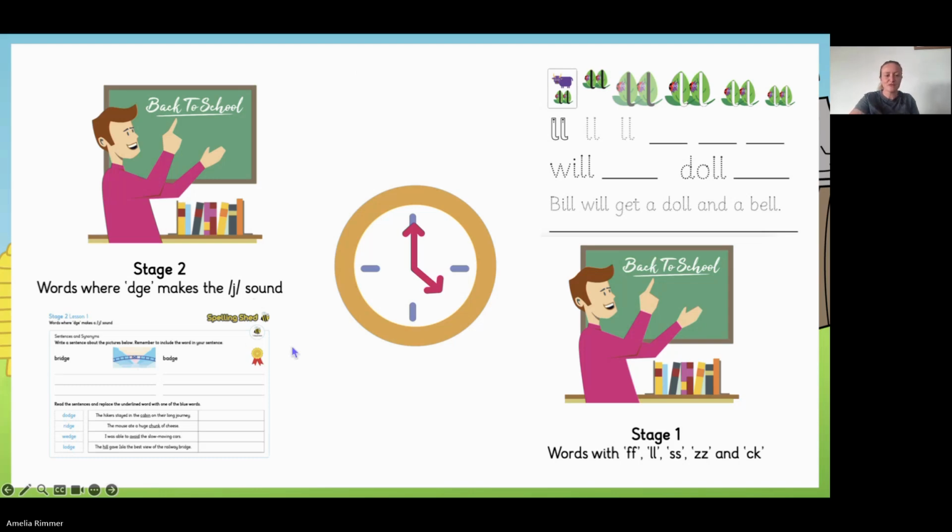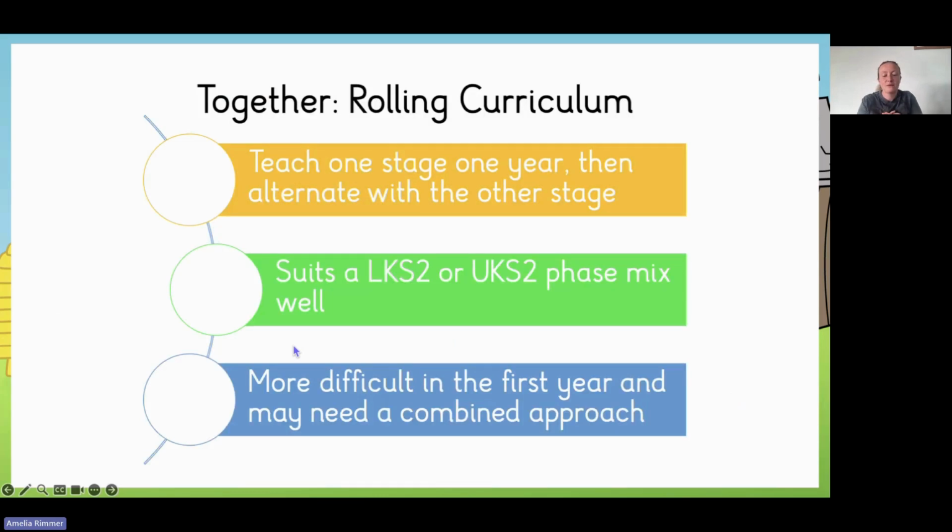Okay, right, next. We might not always have that ability to teach the year groups separately. We really need to in Key Stage 1, but in Key Stage 2, we are not pushed to do so. So you don't have to do that so much. So the most popular, I'd say, is the rolling curriculum. This is where you teach one stage 1 year, then alternate with the other stage.